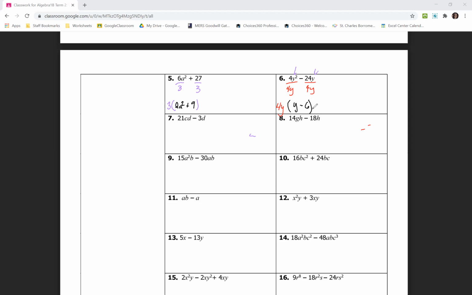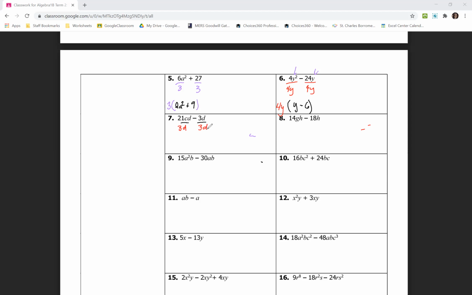Okay, let's do another one. Let's say we've got 21cd minus 3d. What can I divide out of each term? I can divide a 3, right? 21 divided by 3 is 7, and 3 divided by 3 is 1. I also see that I have a common variable as well. They both have a d. They both have 1d, so I can take that d out.